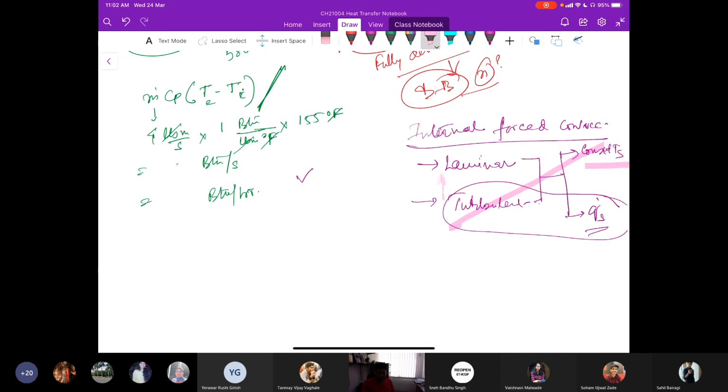The flow classification will help you choose the appropriate empirical relation to find the value of the Nusselt number, and subsequently the value of the convective heat transfer coefficient. So you should do four problems from Incropera again: laminar, constant surface temperature, constant heat flux; turbulent, constant surface temperature, constant heat flux. Then you should be thorough with the concept, I hope. If there is any issue, any problem, get back to me.